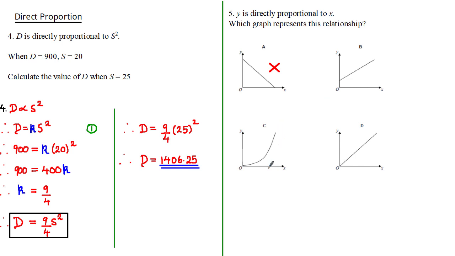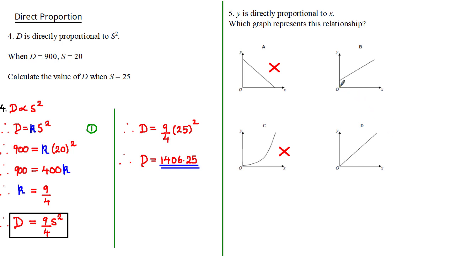Now looking at graph C, we can see that this is a parabolic curve which goes through the origin, which represents a non-linear relationship between the variables x and y. Now since we're told that y is directly proportional to x, we need to assume that the relationship between these variables is linear. And since this is non-linear, we can also exclude this option. In fact, this graph C would actually represent two directly proportional variables that have a quadratic relationship, just like the previous example, which leaves us with two contenders, graph B and graph D.